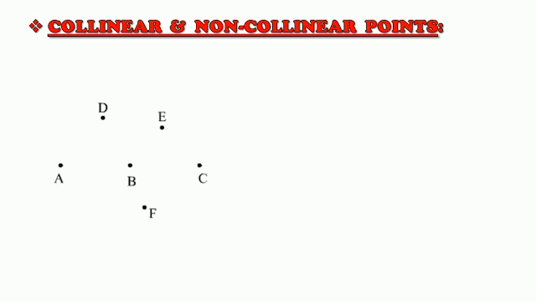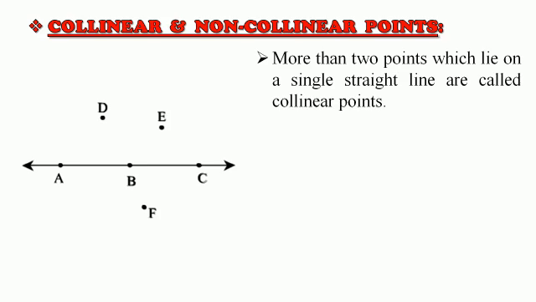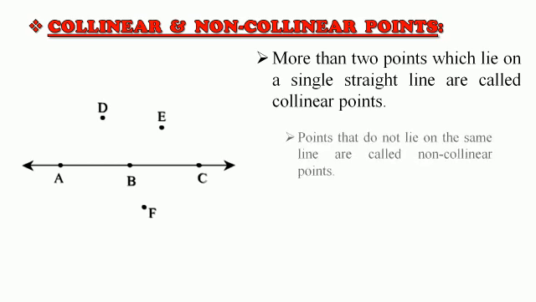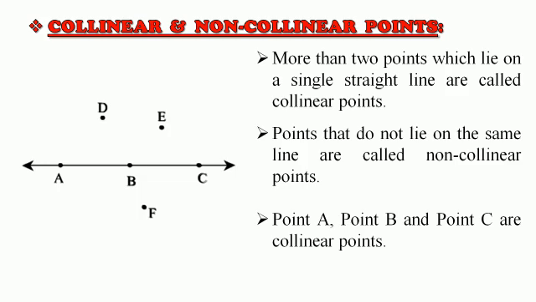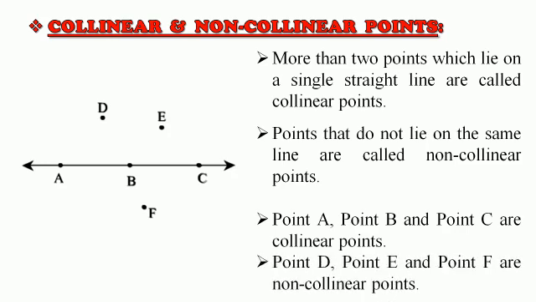Collinear and non-collinear points. More than two points which lie on a single straight line are called collinear points. Points that do not lie on the same line are called non-collinear points. As we can see in the figure, point A, point B and point C lie on the same line. Hence we can say that point A, point B and point C are collinear points, while point D, point E and point F are non-collinear points.